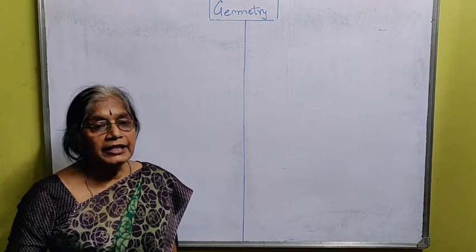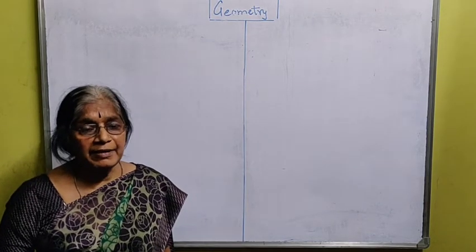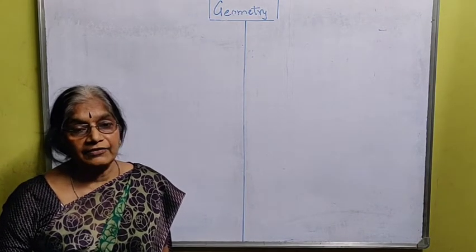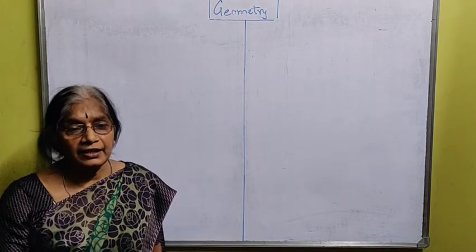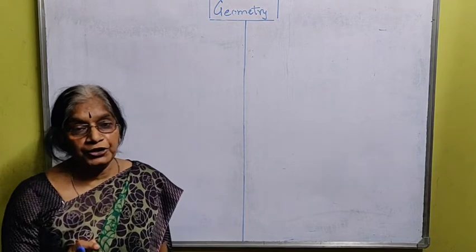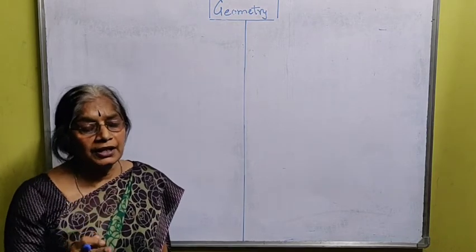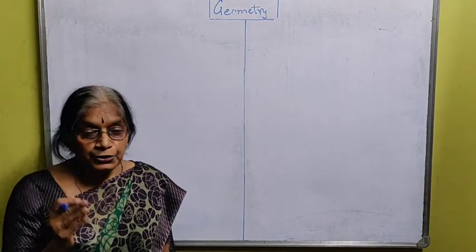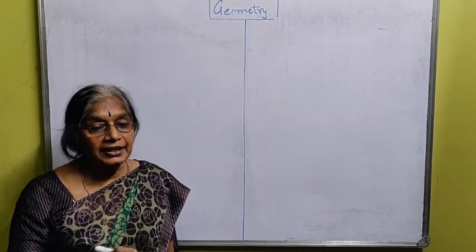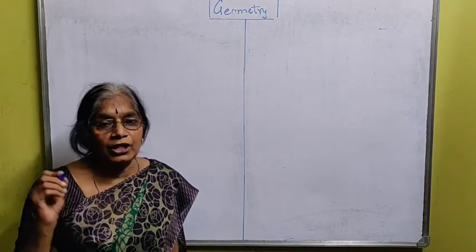Yesterday we saw the Pythagoras theorem. What does the statement say? In a right angle triangle, the square of the hypotenuse is equal to the sum of the squares of the other two sides. Today we are going to learn the converse of Pythagoras theorem.